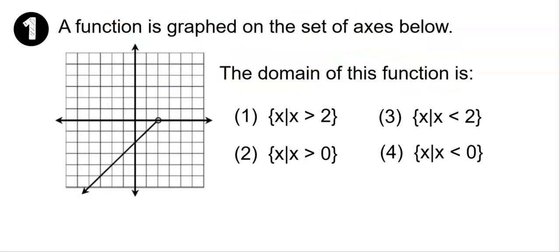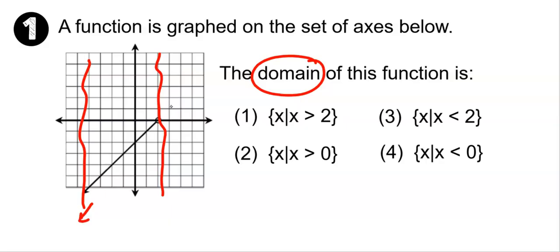Regents Review number 20. Question 1 shows a function graphed on the set of axes. You're asked to identify the domain of this function, how far left and how far right the graph reaches. You'll notice the left side has an arrow and the right side has an open circle.